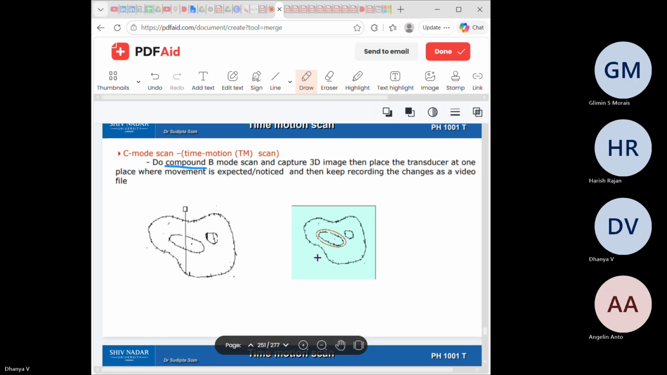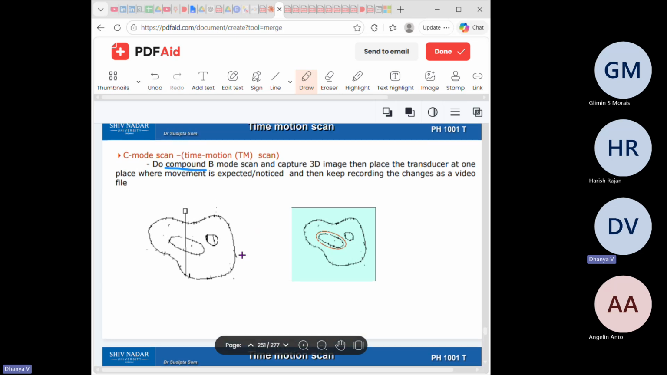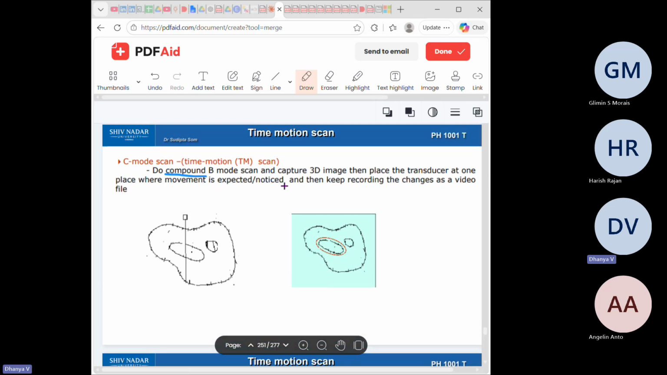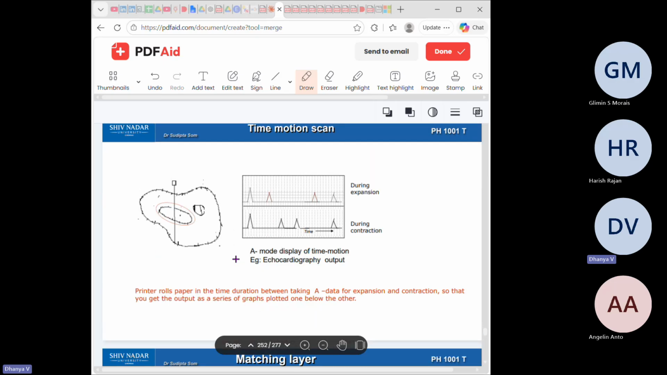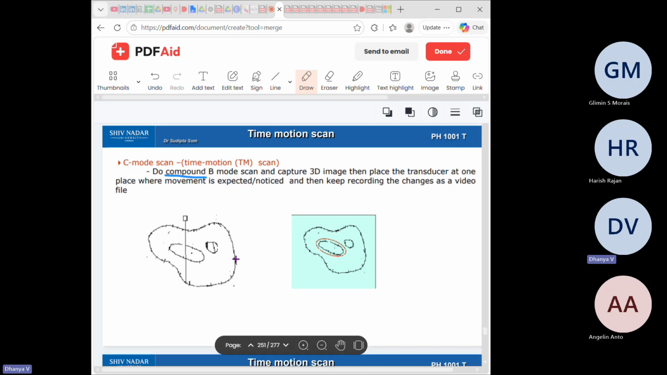It is actually seen over a period of time. So movement is expected or noticed, and then they keep recording the changes as a video file. They use a transducer and traverse through the whole thing. Over a period of time, it changes, so they record that as a video file. So in the medical field mainly.